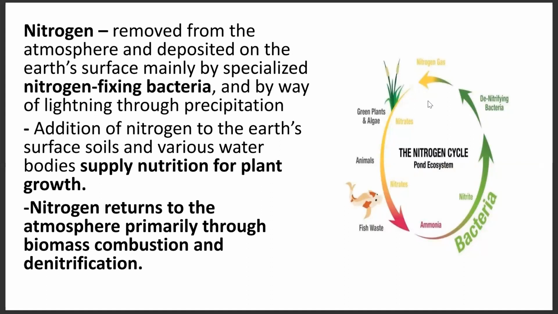Nitrogen is removed from the atmosphere and deposited on the Earth's surface mainly by specialized nitrogen-fixing bacteria and by way of lightning through precipitation. Addition of nitrogen to the Earth's surface soils and various water bodies supplies nutrition for plant growth, and nitrogen returns to the atmosphere primarily through biomass combustion and denitrification.